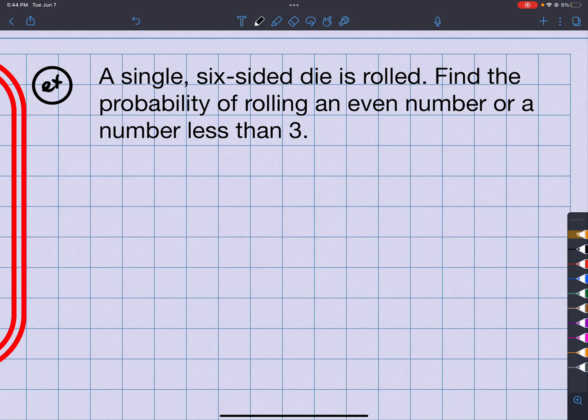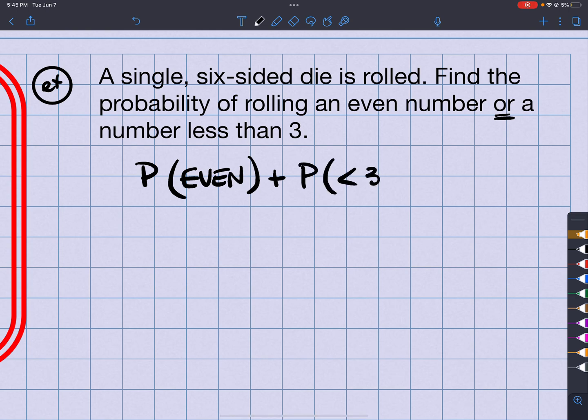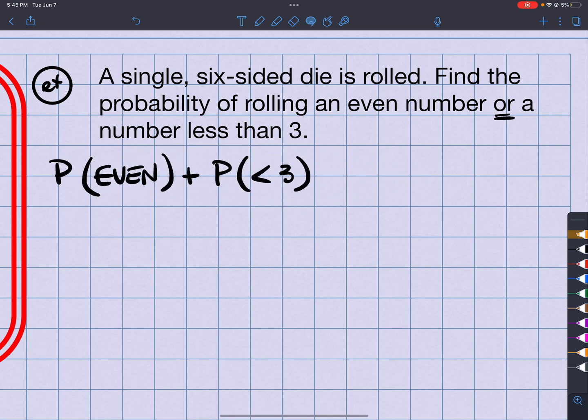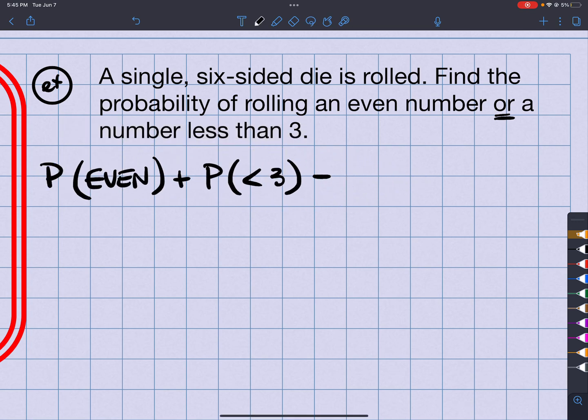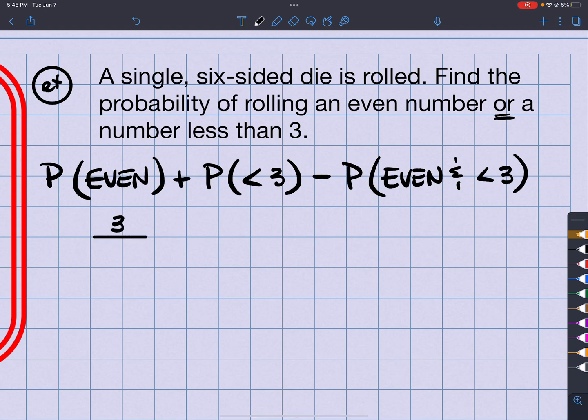So that means I would have to find the probability of rolling an even plus the probability of rolling something less than 3, and then subtract the probability of rolling an even and less than 3. Okay, so what's the probability of rolling an even number? Well, I got 1, 2, 3, 4, 5, 6. 3 of those 6 numbers are even, so that would be 3 out of 6.